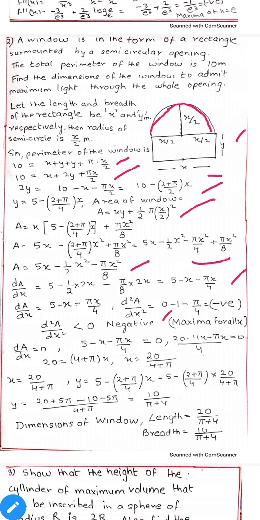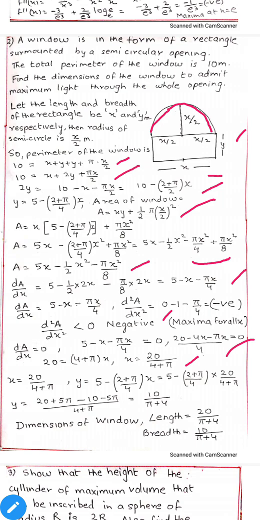If we put, we get 5 minus x minus pi x by 4 equal to 0. 20 minus 4x minus pi x upon 4 is equal to 0. So 20 is equal to (4 plus pi) x. X is equal to 20 upon pi plus 4. X is equal to 20 upon 4 plus pi.